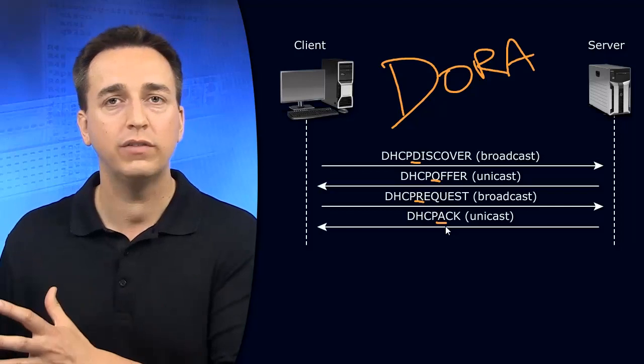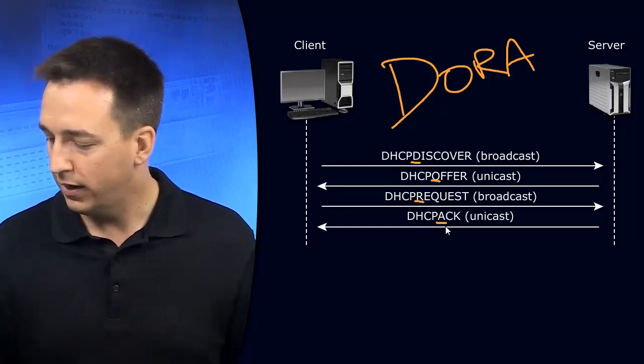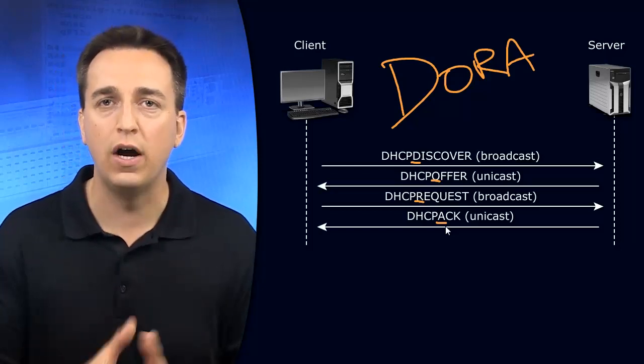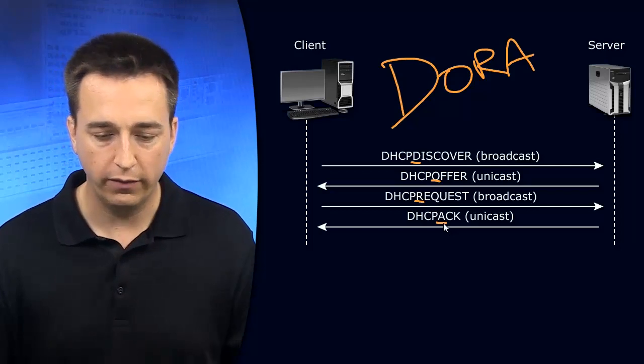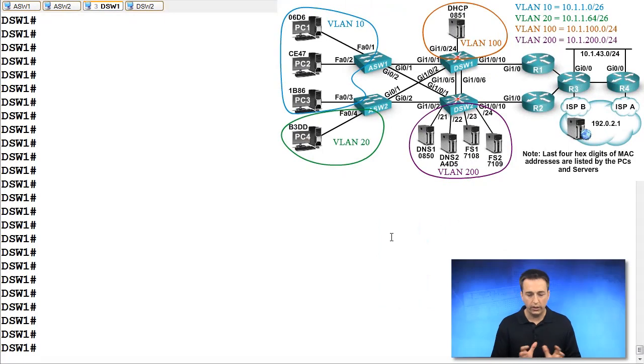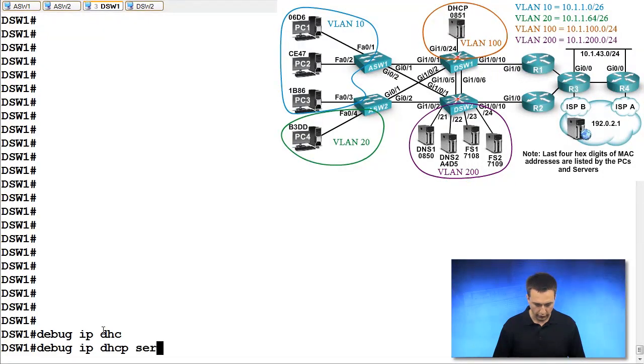The client is requesting services from the server, and those services happen to be IP addressing. I want to look at this in real time between a PC within our environment and a DHCP server. So we're going to focus on PC1 in this example, and DSW1, which is a multi-layer switch currently configured as a DHCP server for us. So we're not using the DHCP server in VLAN 100 right now. We're using DSW1. I'm going to turn on debug IP DHCP server packet.